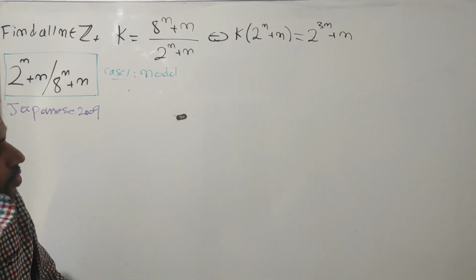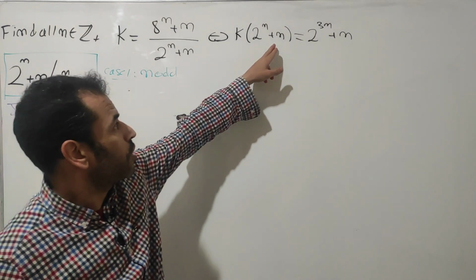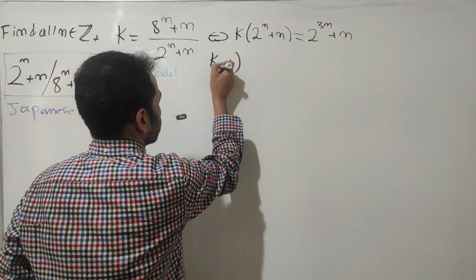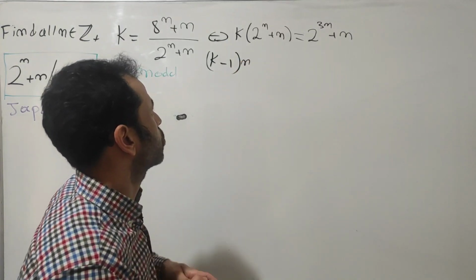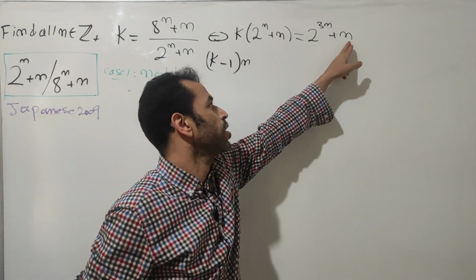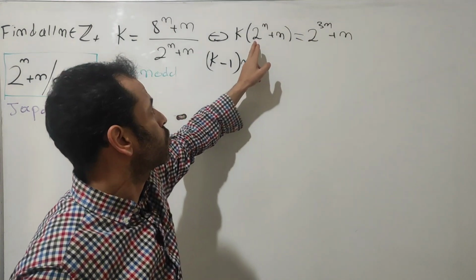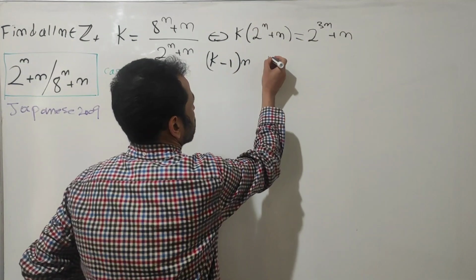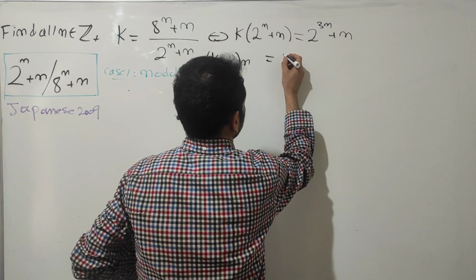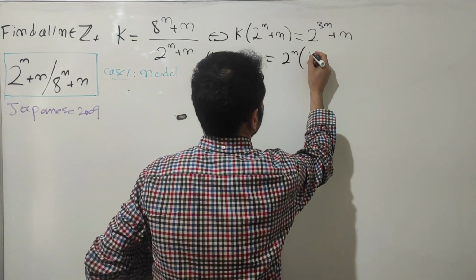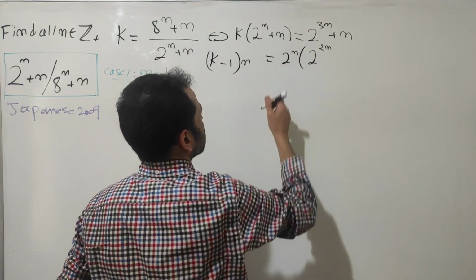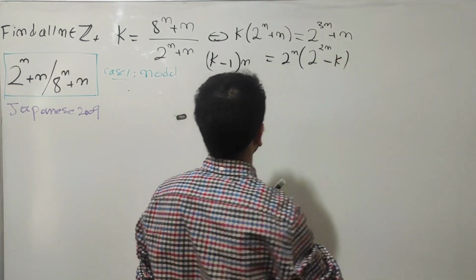So if n is odd, I'm going to extract n out of this one. So we get n factor, n minus number 1. It's simpler because we get k multiplied by n, and n multiplied by number 1. Also, I'm going to move 2 to the n multiplied by k to the right side and take it as a common factor. So I get 2 to the n factor 2 to the 2n minus k.